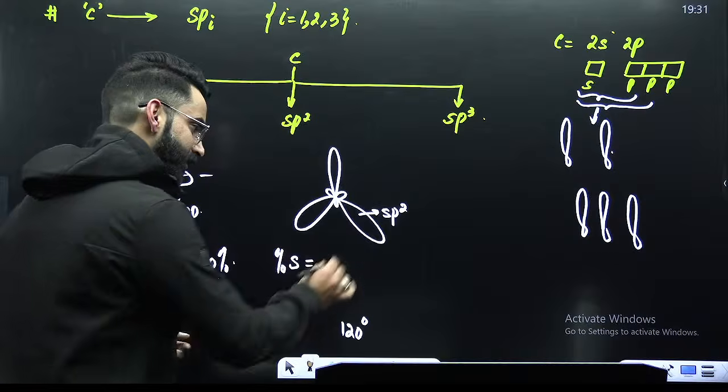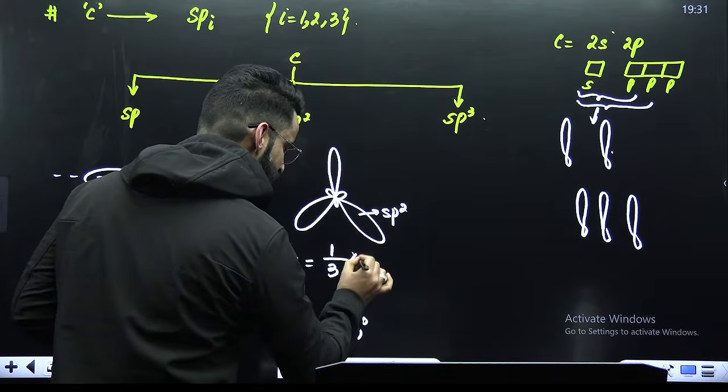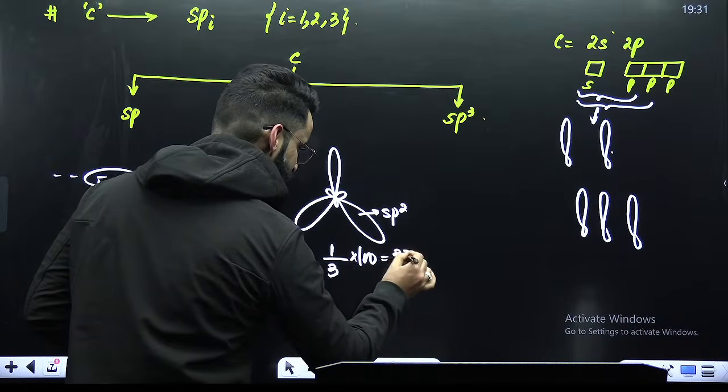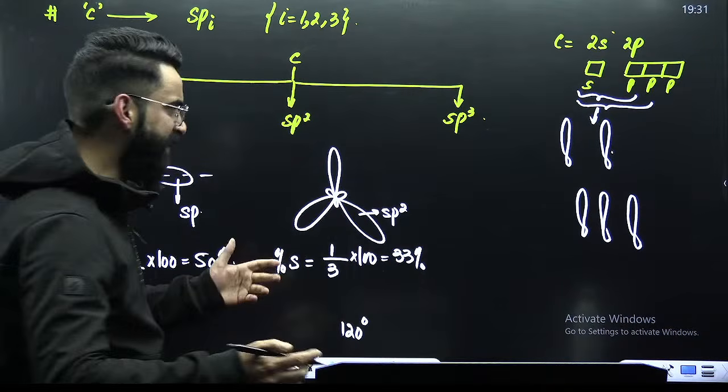You will say there is one s orbital used, divided by, in total 3 orbitals were used, multiplied by 100. The value comes out to be 33%. So this is the percentage of s character in case of sp2 hybrid orbital. And same goes for sp3.